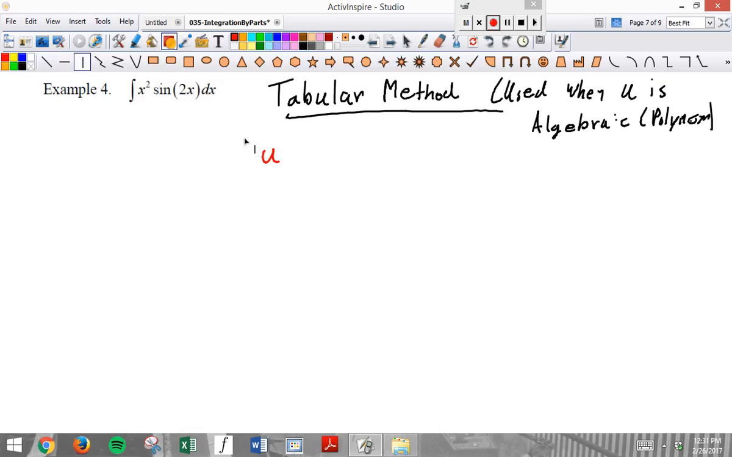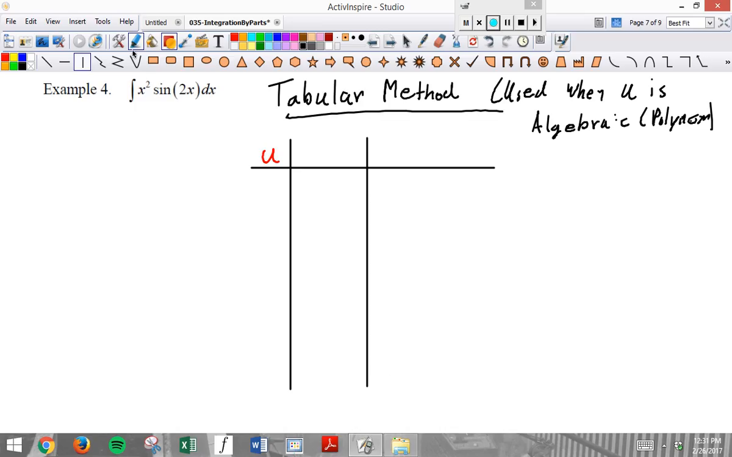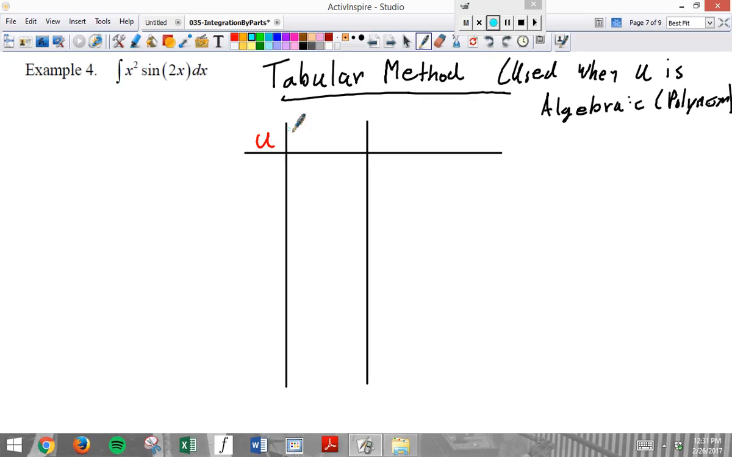I'll make the columns real nice for you guys. U column. Do I want to have a sign column? Yeah, sure. I'll show you the two ways to do it. U column, a DV column, obviously. And we'll call this a sign column, although I see people do this lots of different ways. Okay?